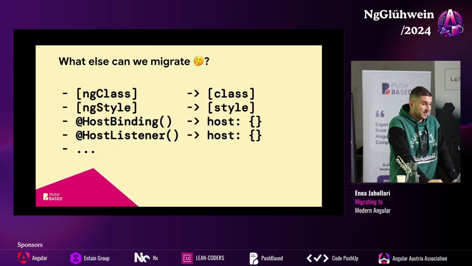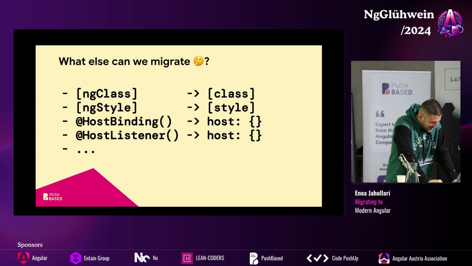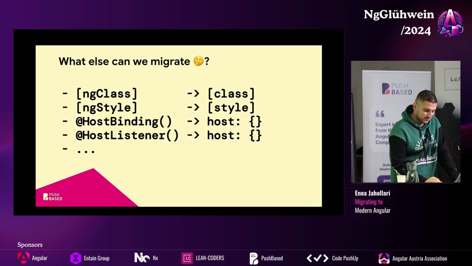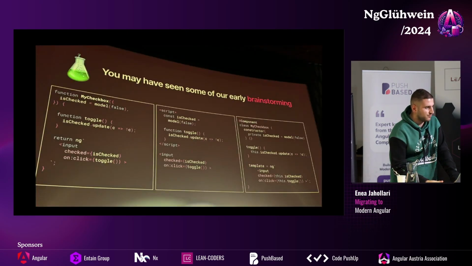What else can we migrate? What else can we migrate? Maybe these things in the near future. Or I don't know, new function components.